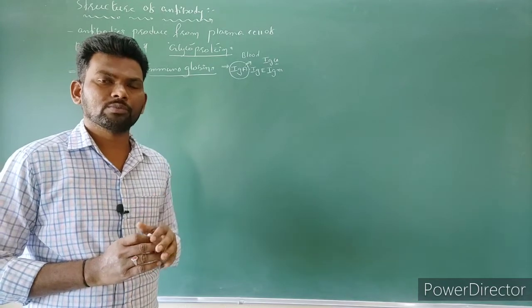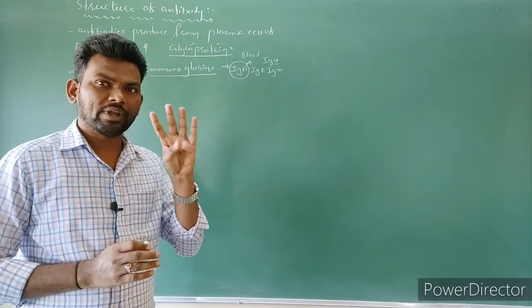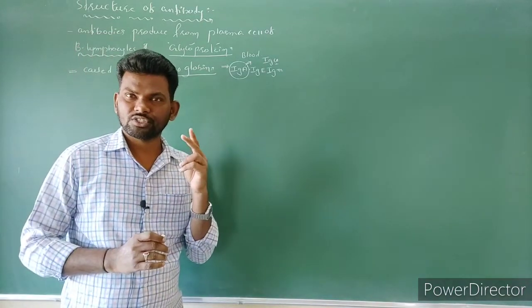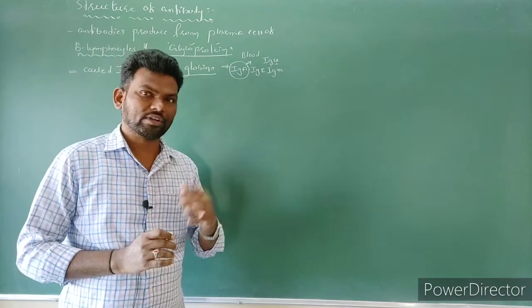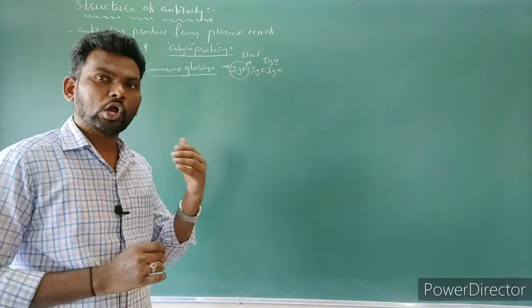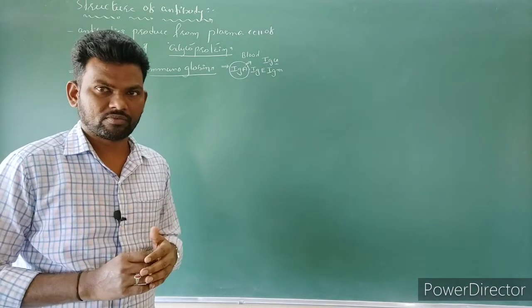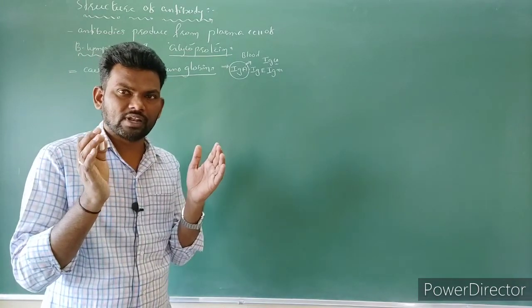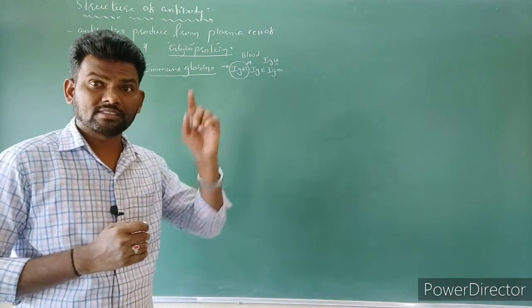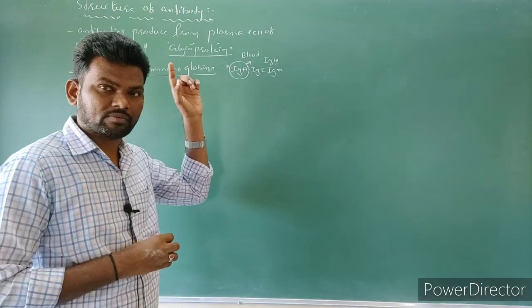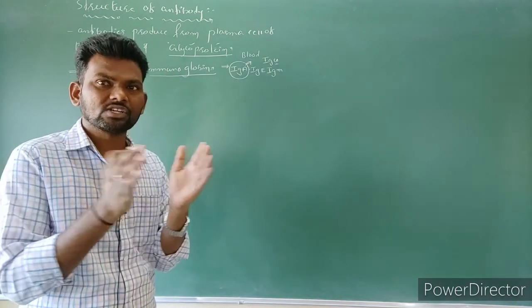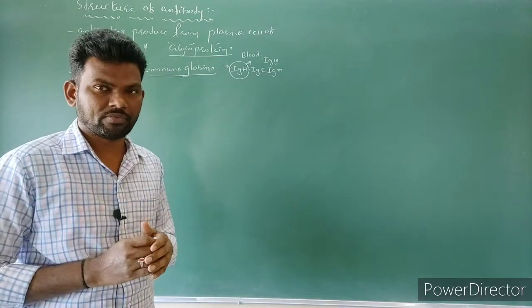This antibody is made up of 4 polypeptide chains. Out of these 4 chains, 2 are short and 2 are long. The short ones we call light chains, and the long ones are called heavy chains. These chains are joined together by disulfide bonds. Just recall that we discussed disulfide bonds in previous classes; like insulin polypeptide chains, these chains are also joined by disulfide bonds, right?